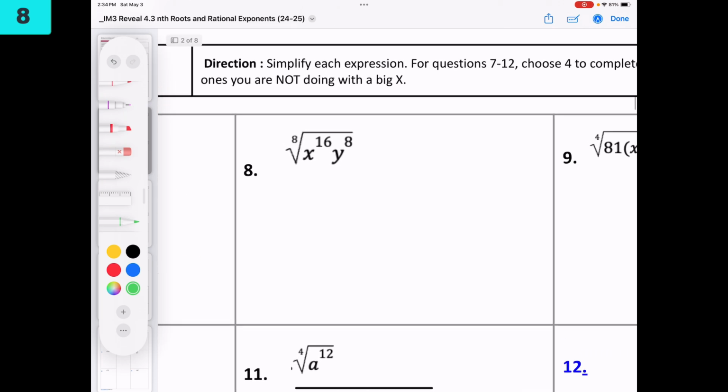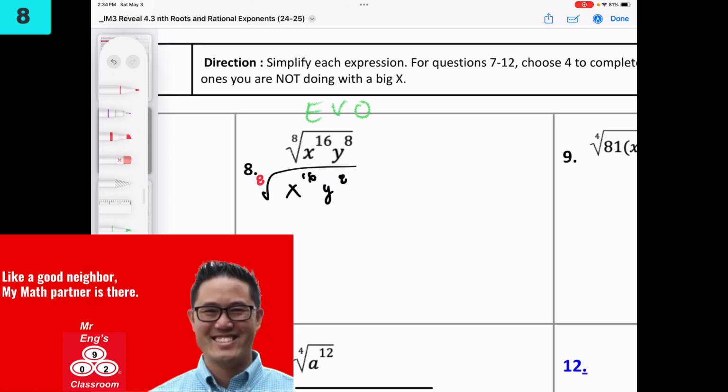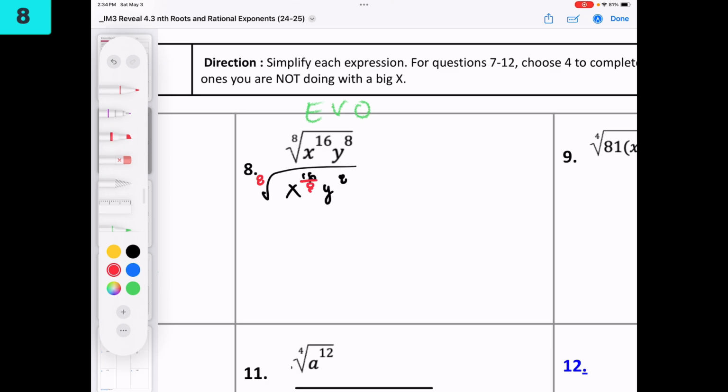Number 8. Again, write EVO each time, super helpful. Let's go ahead and just simplify first. So I have x to the 16th, y to the 8th, and my index, or my root, is 8. So now I'm going to divide those by 8. So really you can get rid of this. So now you have x to the 2nd and y to the 1st.